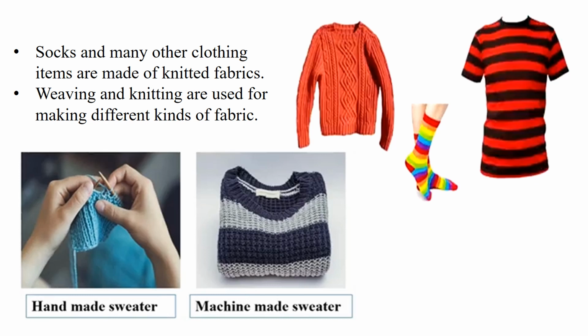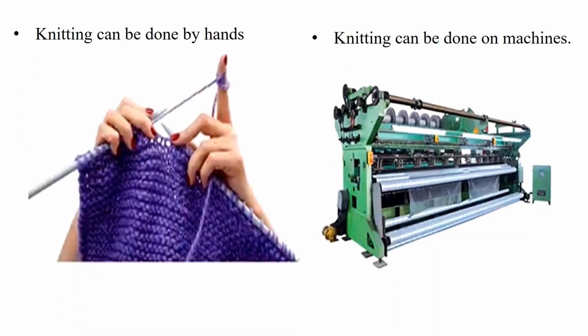A lot of our clothing is made from knit fabric. Socks, sweaters, and many other clothing items are made of knitted fabrics. Weaving and knitting are used for making different kinds of fabrics. Knitting can be done by hands. Knitting can also be done by machines. Then these fabrics are used for a variety of clothing items.